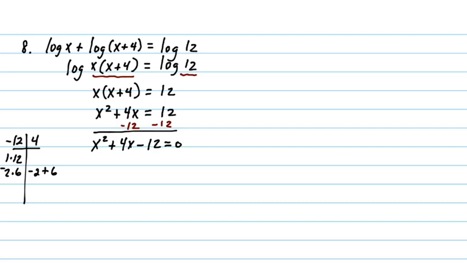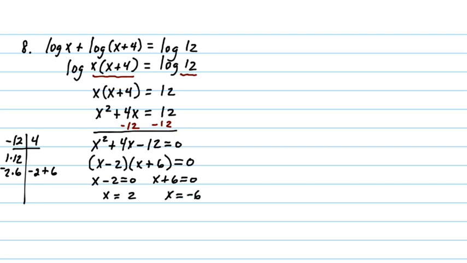So this is a 1x squared, so we can throw those numbers in there. And when we solve for x, we're going to get 2 and negative 6. Now, think about the negative 6. If you plug a negative 6 in here, you'd be taking the log of a negative. So that's definitely not going to work. And you could verify that the 2 actually does work.